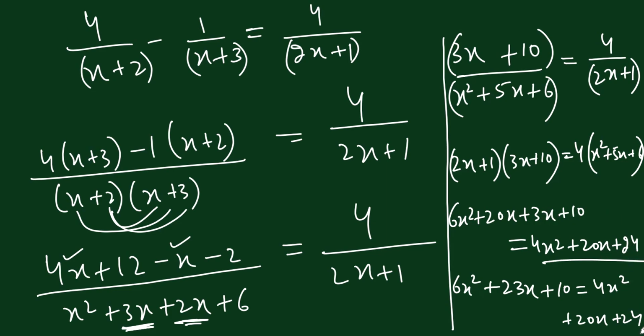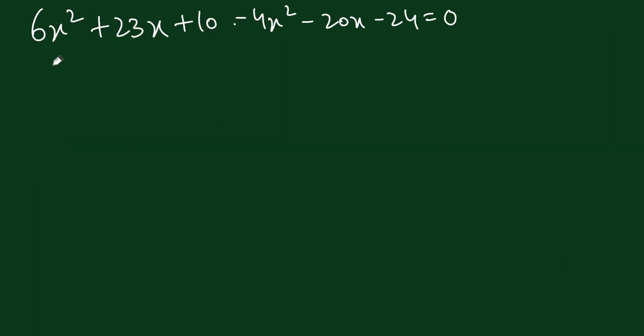Further, you can take all the terms towards the left or all the terms towards the right and add or subtract the like terms. So 4x square plus 20x plus 24 goes to the left side. All are positive, they all will come negative. That's how it looks like. 6x square and minus 4x square look like the same term, so 6x square minus 4x square is plus 2x square, plus 23x minus 20x looks like the same term, which is plus 3x, plus 10 minus 24 is minus 14 is equal to 0.